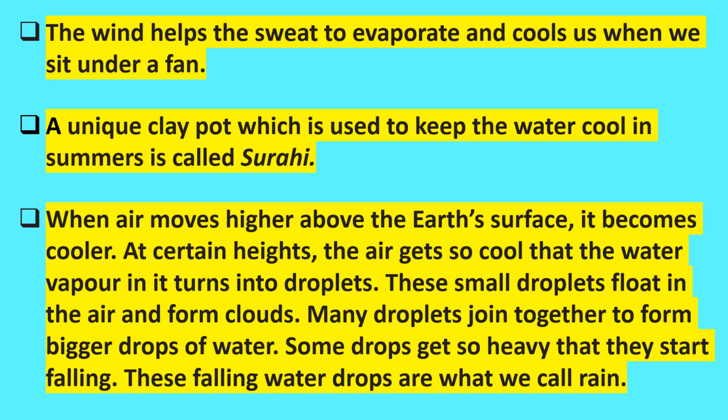So rain falls on the earth in the form of water drops, right? And how do these water drops form? With the help of water vapor. When the air gets cool, the water vapor changes into droplets. These small droplets form clouds, and they join together to form bigger clouds and bigger drops of water. These drops become so heavy that they start falling on earth as water droplets, which we call rain.